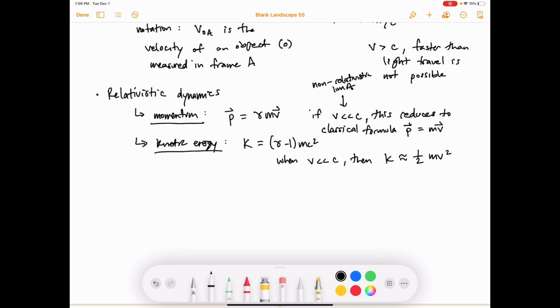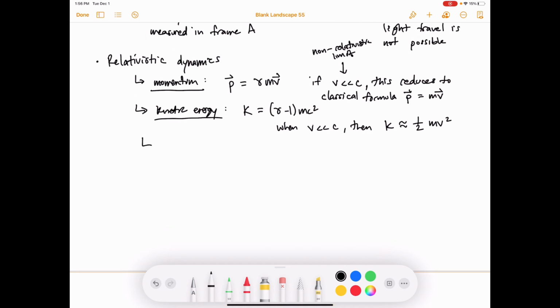Okay. The next thing we need to realize about the way energy works in relativity is that the total energy of a moving object actually consists of two parts. We have the kinetic energy, the energy associated with motion, but also something called the rest energy, which is sort of new in relativity.